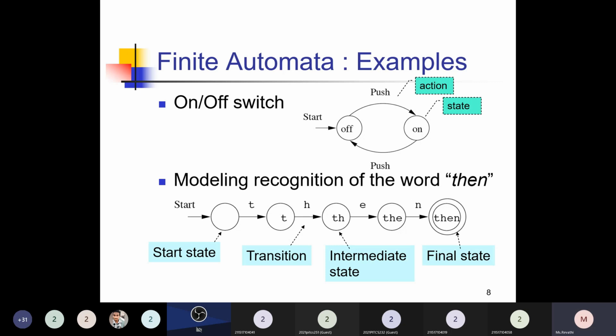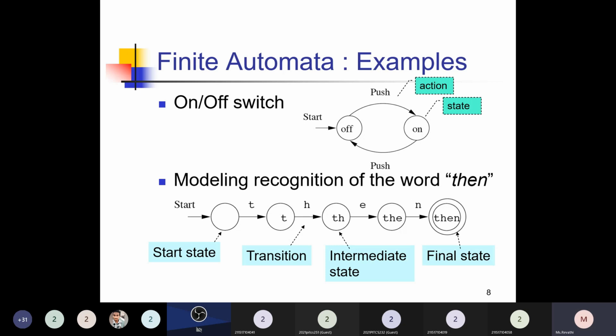So what is the current state? Initially we are in the off state. Now the particular switch is off. Then we perform the push operation, that is, pressing the particular switch. Based on the current state and the current operation, we can reach the next state as the output. So what is the next state? On. If it is in the off state, while pressing the switch, it goes to the on state. If it is in the on state and we perform the push operation, it goes to the off state. So this is the simple example of our finite automata.